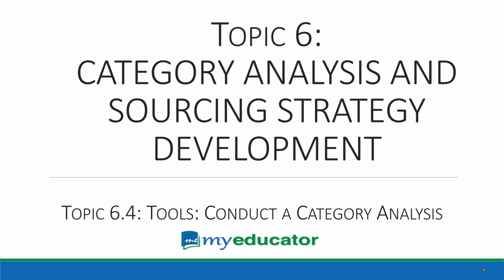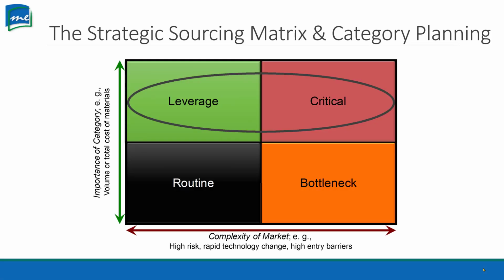So one of the tools we're going to learn under topic 6 is how to conduct a category analysis. First we have to start off with our sourcing matrix, our strategic sourcing matrix. We're not going to look at everything. We're going to look at the leverage and critical categories. Those are the two where we're going to get the most bang for our buck by doing category management or category analysis, which will lead us into our category management.